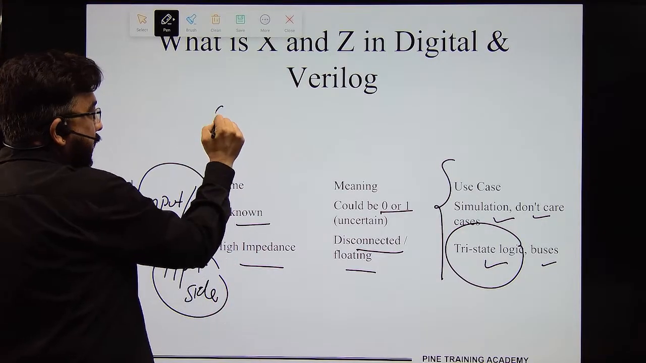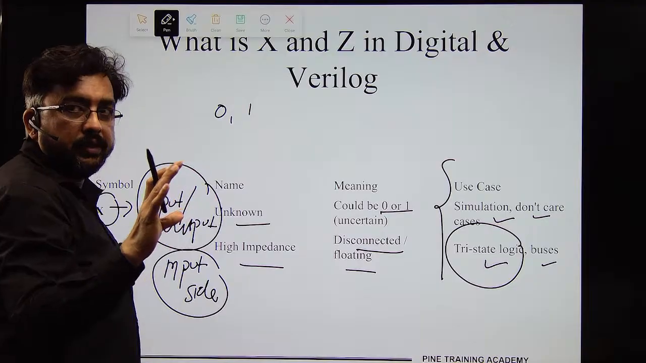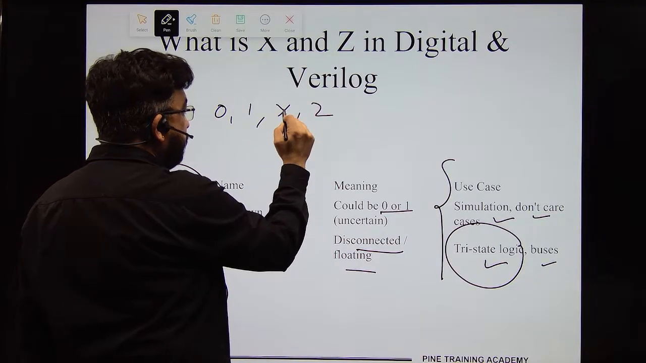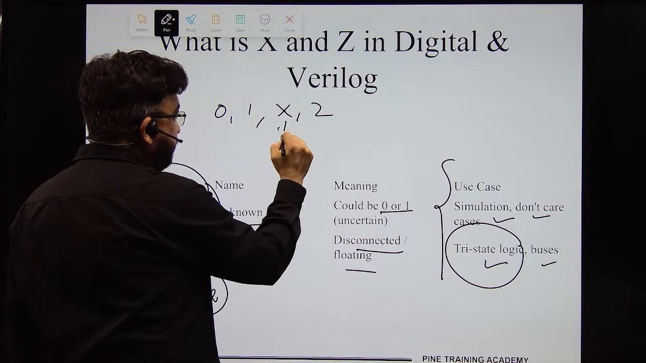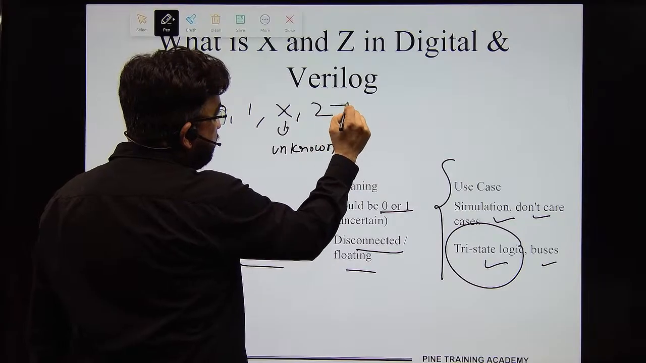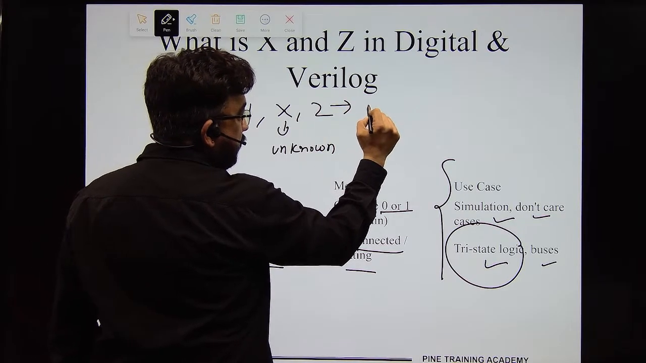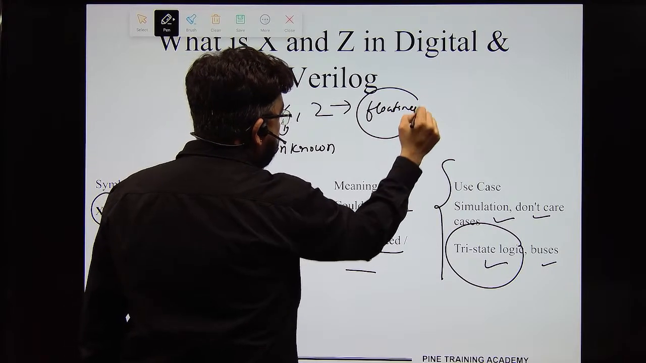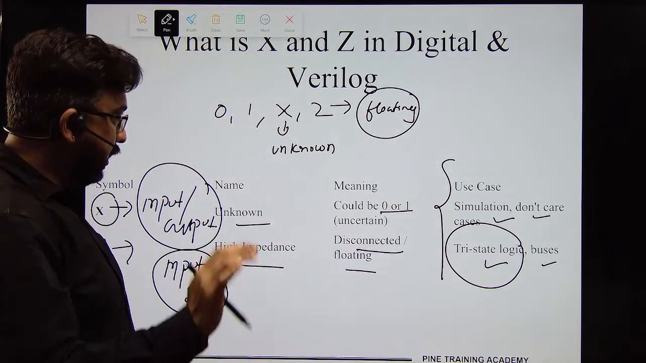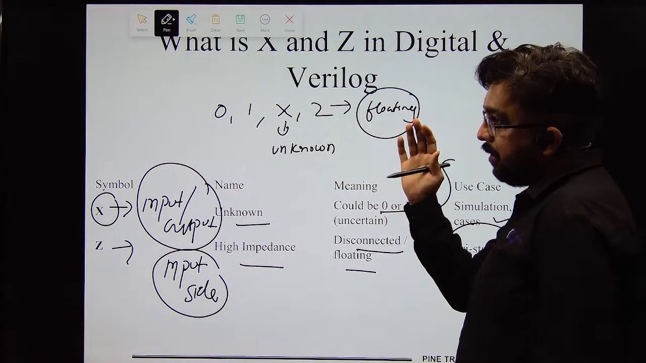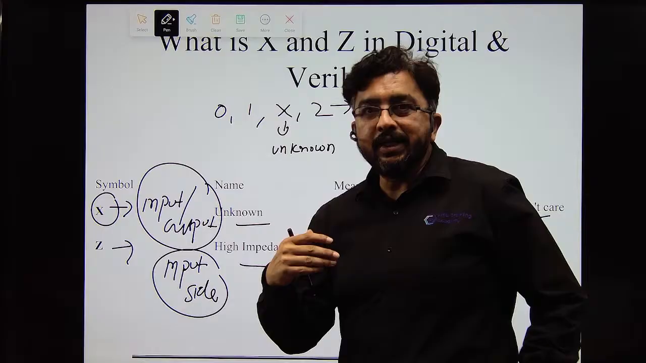So like 0 and 1 is a part of digital. Similarly, X and Z is also a part of digital. X means unknown and Z means floating state. So here the priority is given as per the gates.